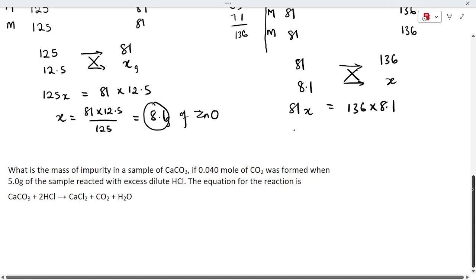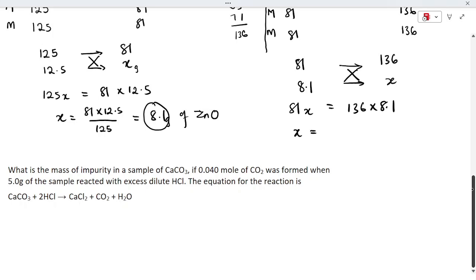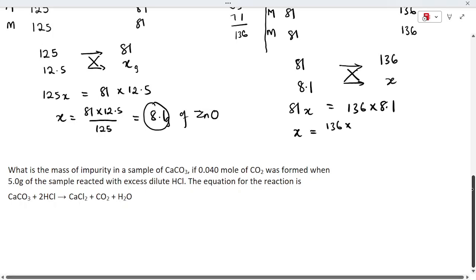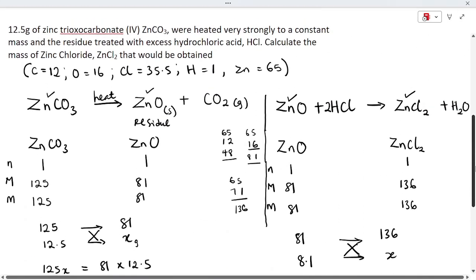So our final answer becomes, divide both sides by 81: 136 times 8.1 divided by 81. And when you do this, you get 13.6 grams. So that is simply our value. When you check it out, you find out that 12.5 grams of zinc carbonate produced a residue, which was 8.1 grams. That residue produced 13.6 grams of zinc chloride. And that is practically how you solve this kind of question.